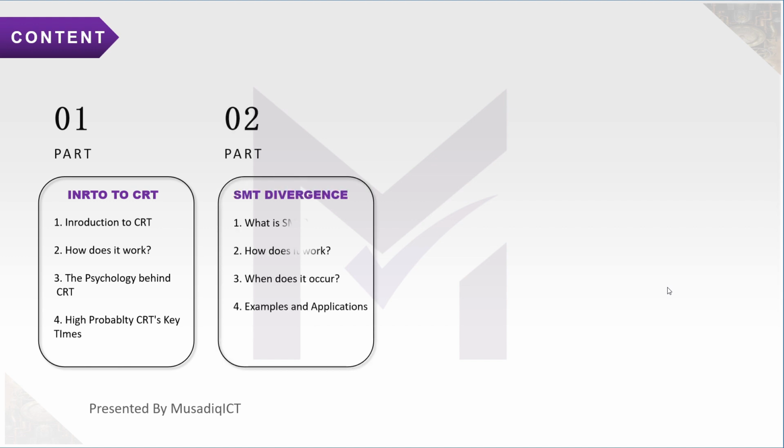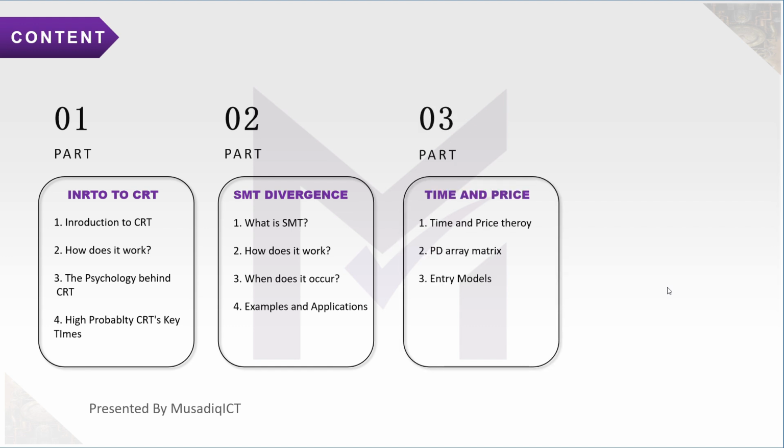And then part 2 would be the SMT divergence. I've created a video on it and you can watch it, but I would be giving you the overview on SMT divergence for better understanding. And part 3 would be time and price theory, which is the most important topic. Many of you have not been focusing on that part of trading, but it is very important because you'll always be looking for time and then looking for price, not price and then time, right? So time and then price, which is very important.